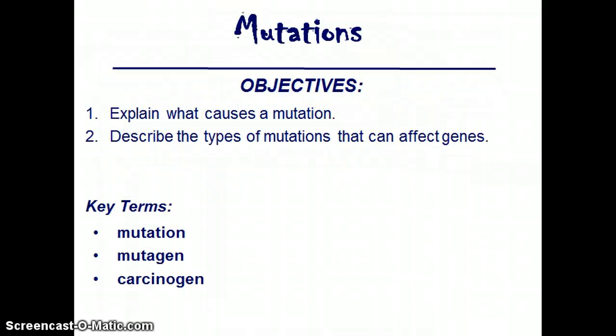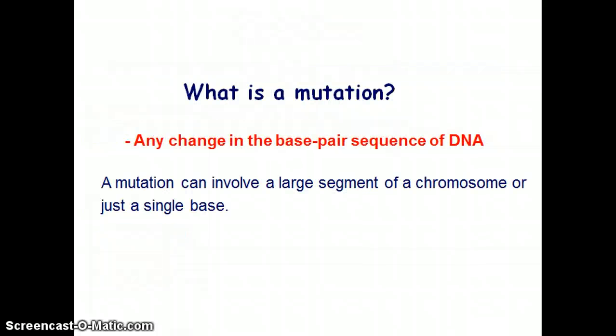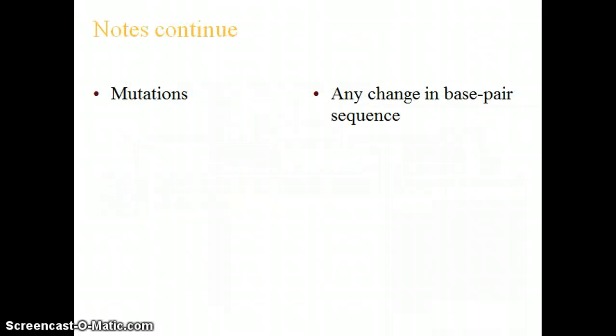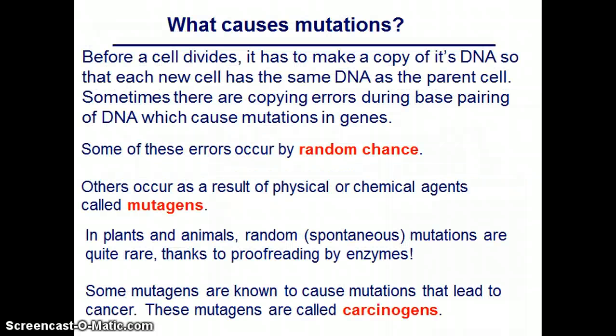Okay, last bit is about mutations. We want to know what causes mutations and describe the type of mutations that can affect genes. All right, so what is a mutation? It's any change in the base pair sequence of DNA, and it can involve a large part of the chromosome or just a single base. So I'm starting a new little section on my notes.